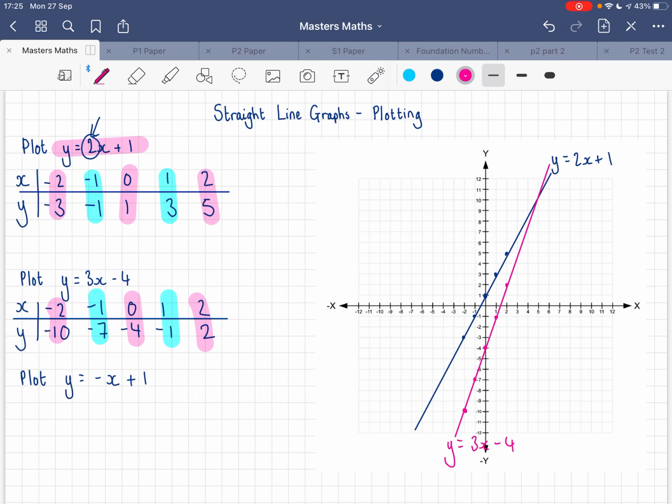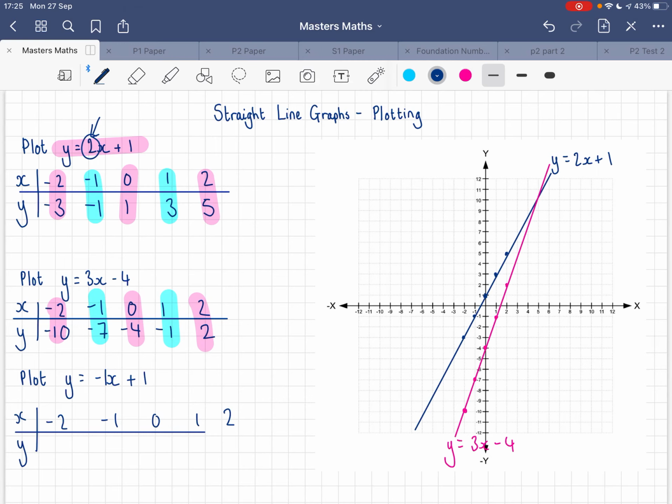And then the final one, again, we're going to stick with the same values in the table. So x and y, we've got minus 2, minus 1, 0, 1, and 2. And this time we have negative x plus 1. When we have x on its own, we've got negative x. That is the same as having negative 1x. So each time we are going to multiply our x value by negative 1, and then we're going to add 1.